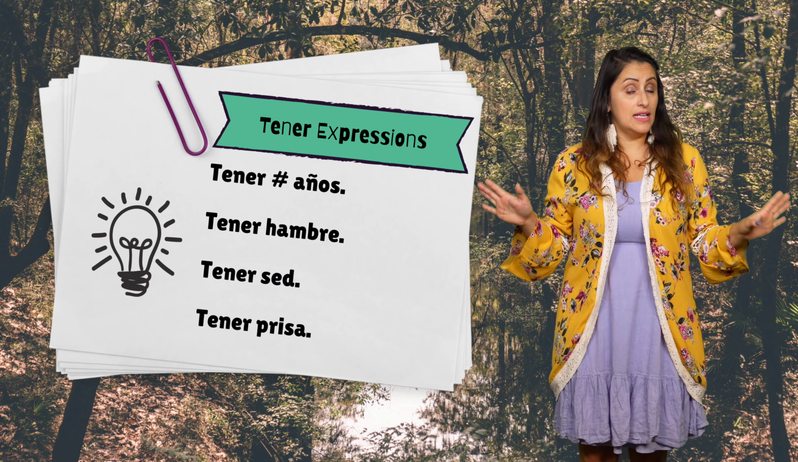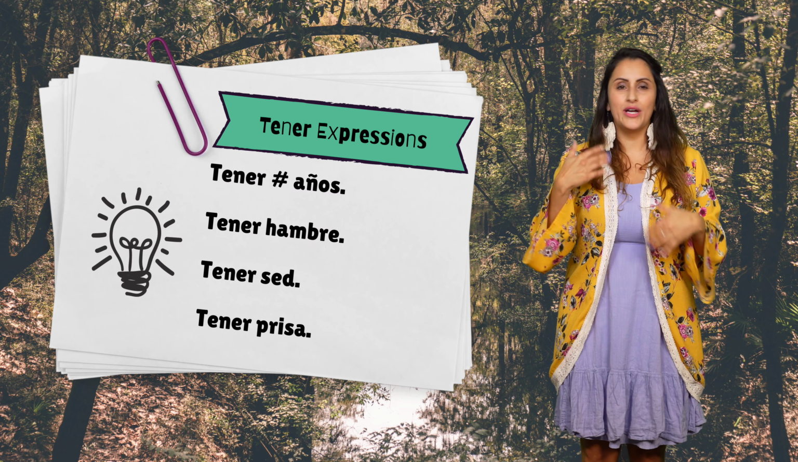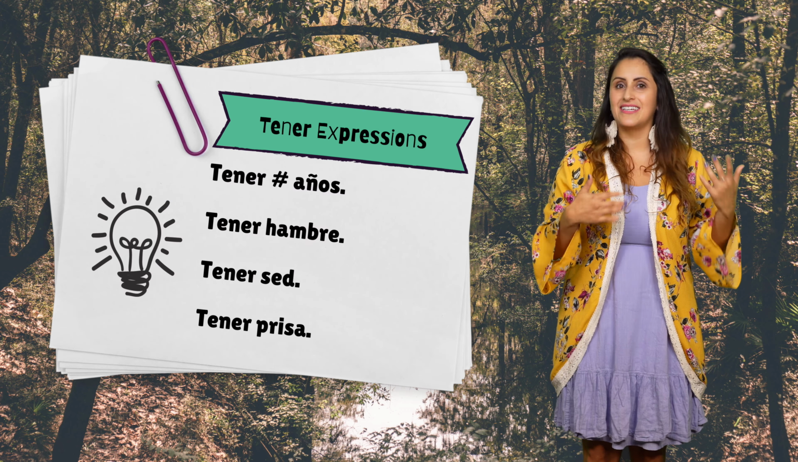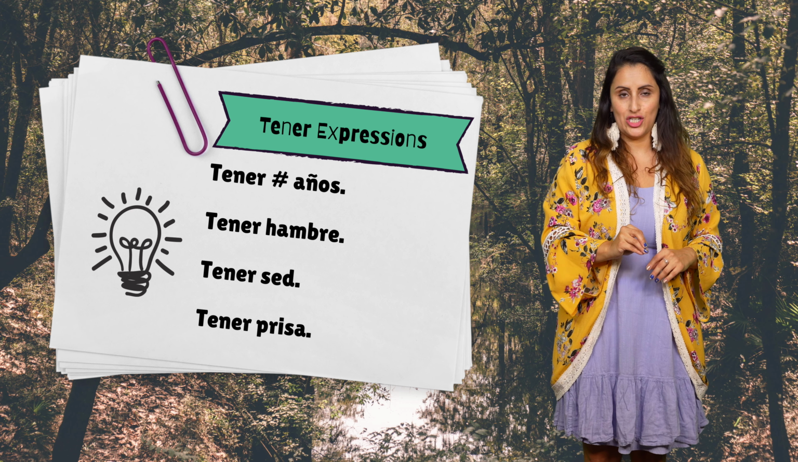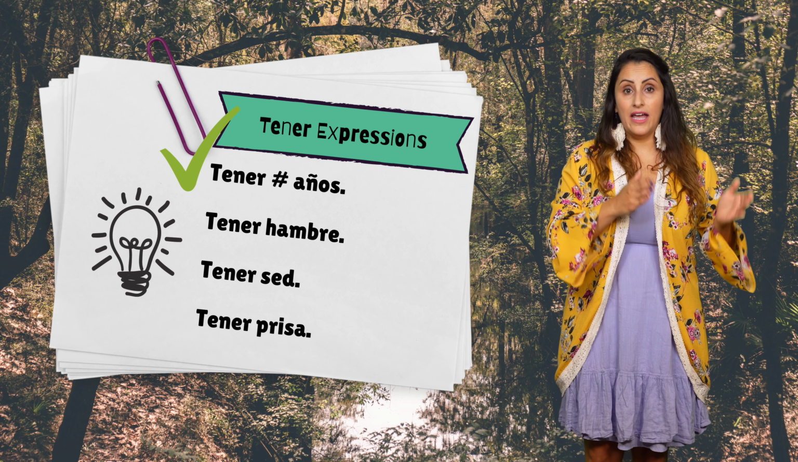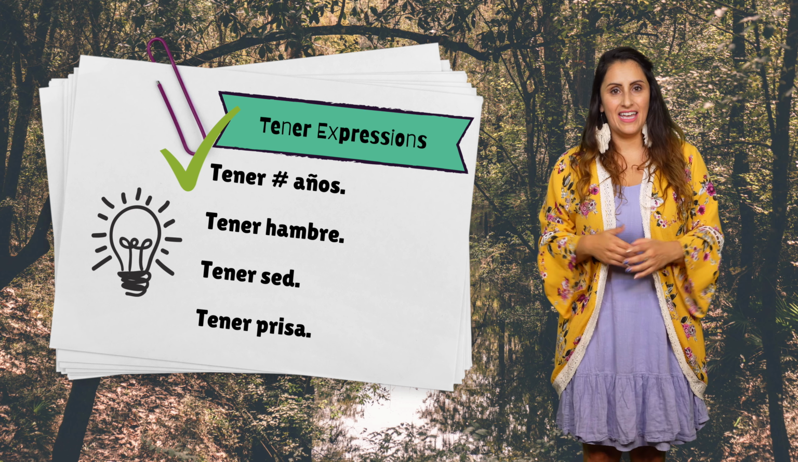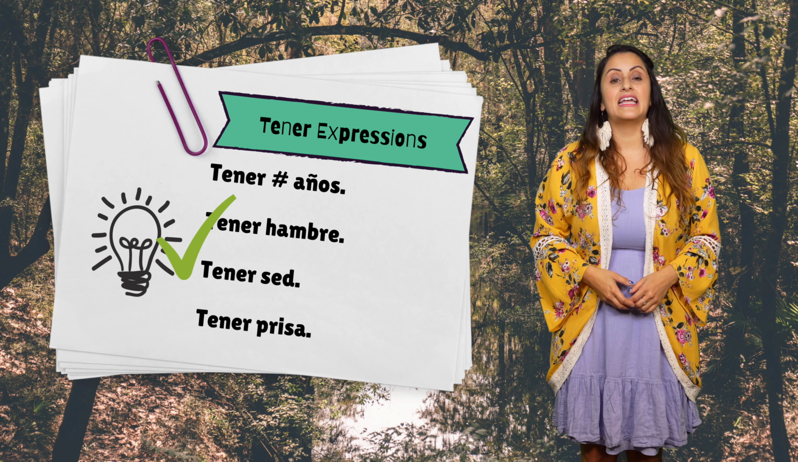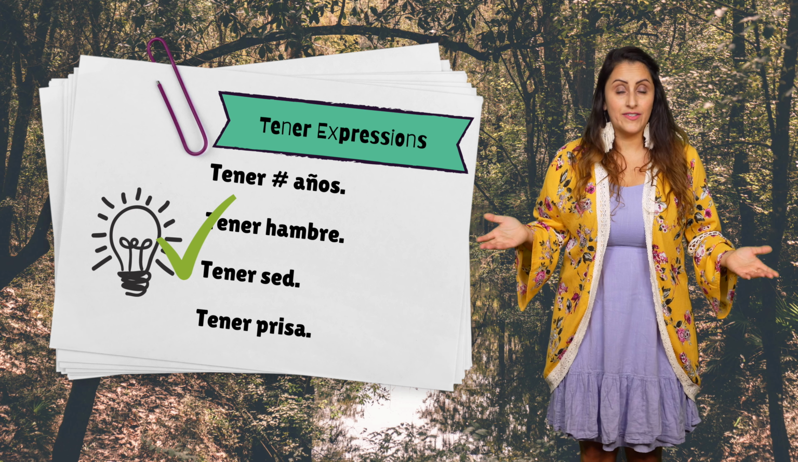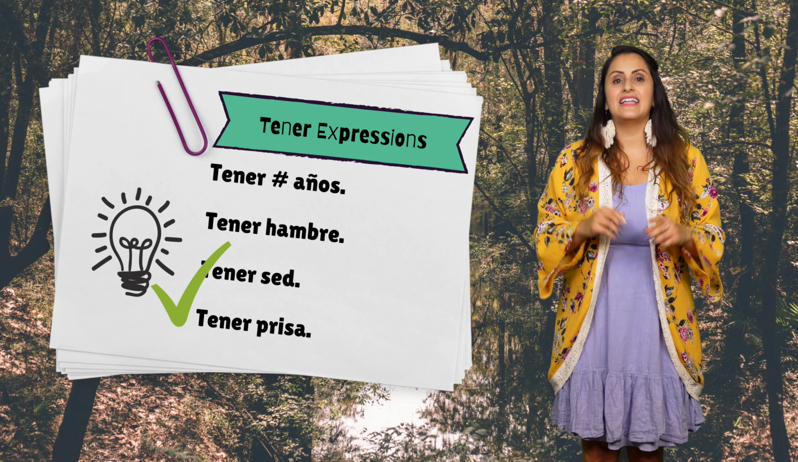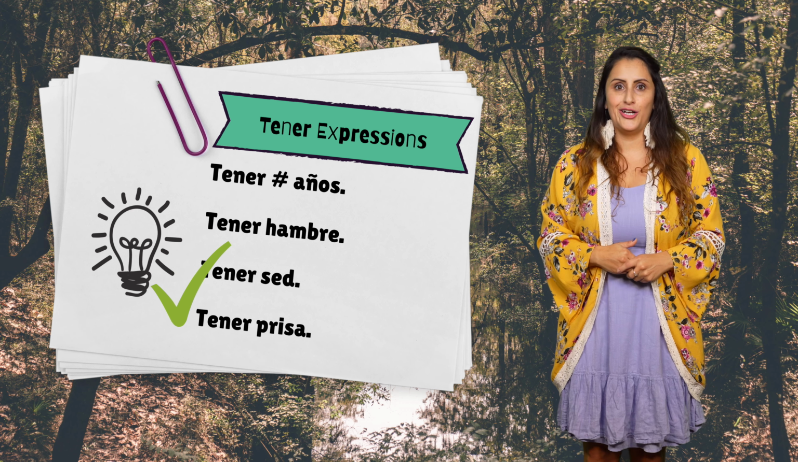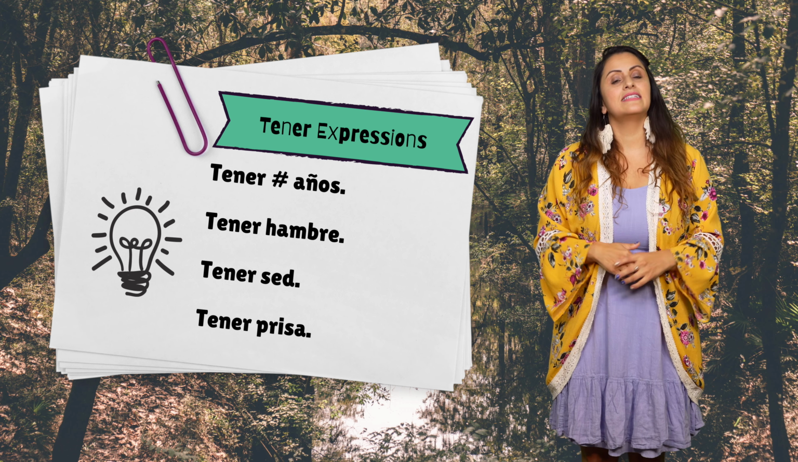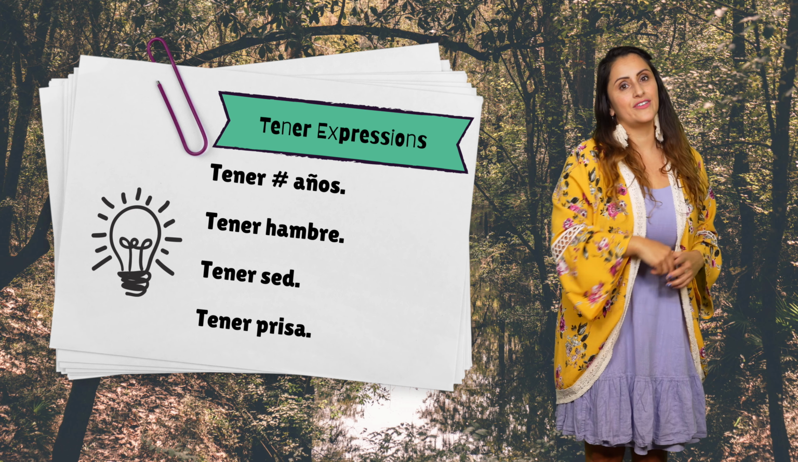So there are a lot more tener expressions that you will encounter later on as we continue our journey through learning Spanish, but these are going to be some of the most useful ones at this stage. So again, tener, number of años, to talk about age. Tener hambre, to talk about hunger. Tener sed, if you're thirsty, to talk about thirst. And tener prisa, to talk about being in a hurry. Again, tener is in the infinitive, so you have to conjugate it.